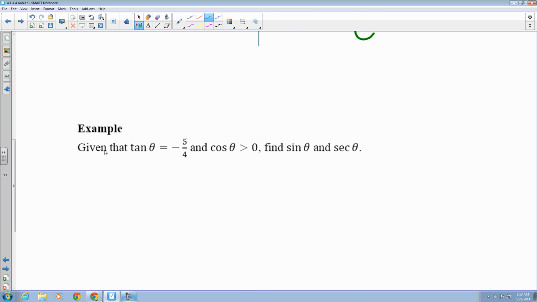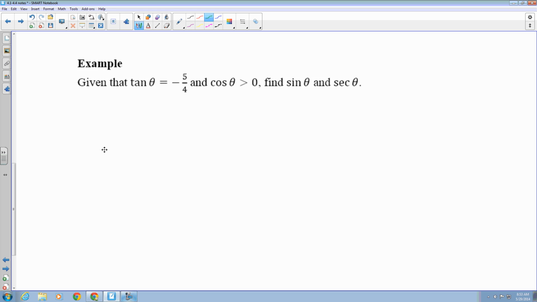So given that tangent is -5/4 and cosine is positive, find sine and secant. So recognizing that tangent is negative and cosine is positive tells us that we are in quadrant 4, ASTC. Because that's where C is positive but T is negative, that means we're in quadrant 4. So we need to figure out what y and x is. We know tangent is y over x, so we need to figure out which one of these, the 5 or the 4, would be negative. X is not going to be negative because cosine's positive, so we know that the y value is what's going to be negative here. So that's going to be an important thing to note.